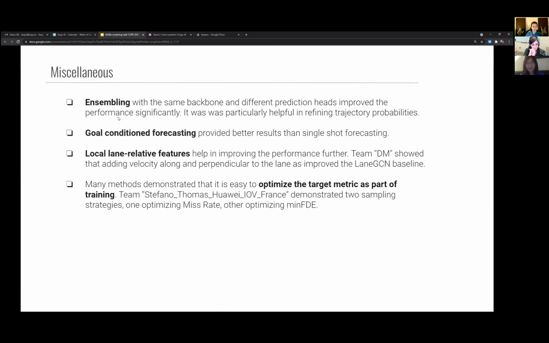That's true of almost any machine learning task. And the fact that this is showing up in the top methods maybe means that this data set is saturating in performance. I don't know. It makes me worry when I start saying ensembling being the way forward. But it's helping. Methods that predict an endpoint first and then a trajectory second seem to show benefits from that. So it's one thing to consider. Again, fancier map features do help. And I guess, unsurprisingly, if you can train your model to directly optimize the leaderboard metrics, then that is helpful. For example, the Stefano method directly optimized miss rate and therefore performed much better than the others on that metric.